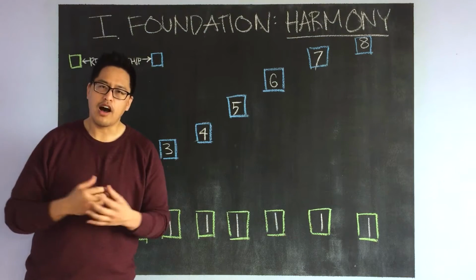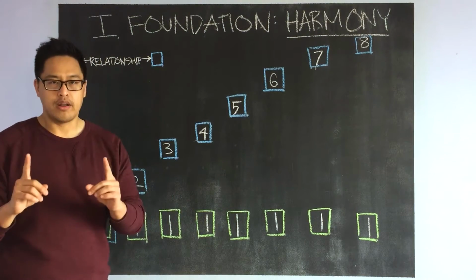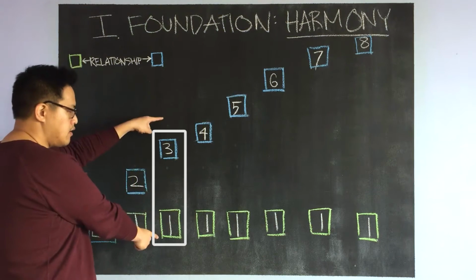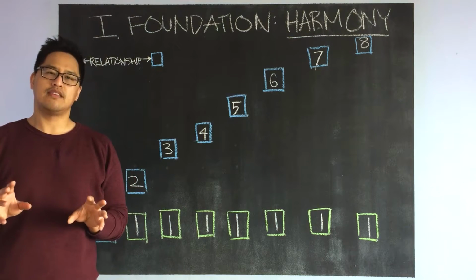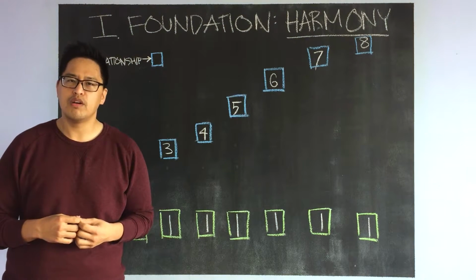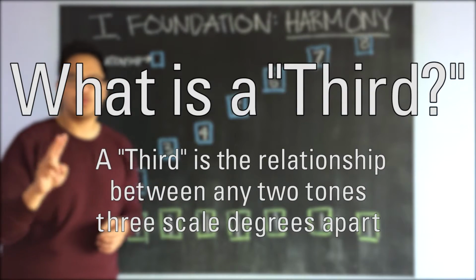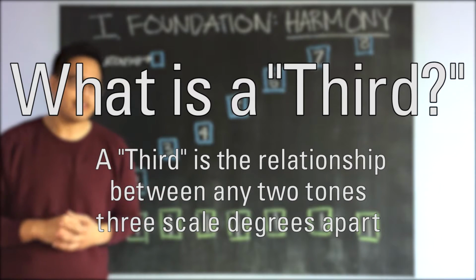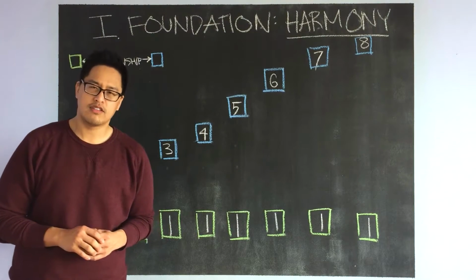But for all this talk of intervals today, we are really most concerned with one of them, the third. The third is the best one to start with because this simple concept unlocks so much about the world of harmony, it's almost scary. A third is the relationship between any two notes with 3 consecutive scale degrees in between them. I'll show you exactly what it looks like.